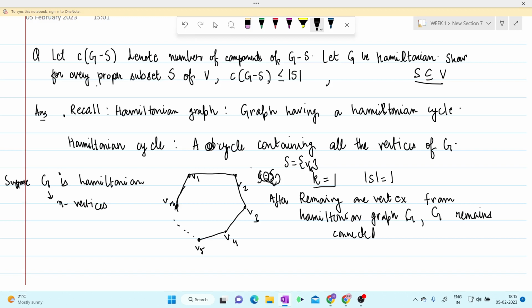So can you see if this is true or not? We are given a Hamiltonian graph. That means this Hamiltonian graph has a Hamiltonian cycle, that means a cycle which is covering all the vertices. Now we are saying that if we remove just any one of these vertices, this graph should remain connected. Is this true?